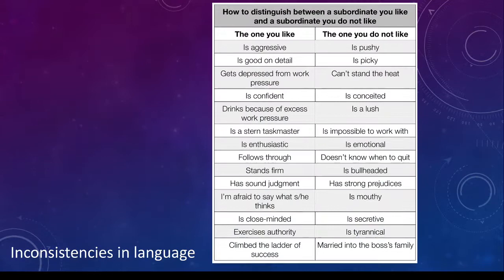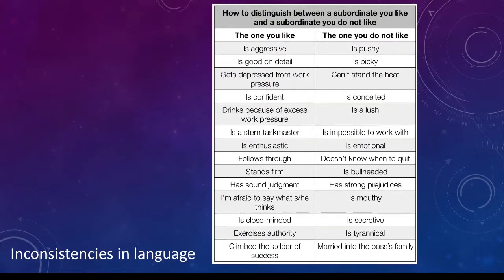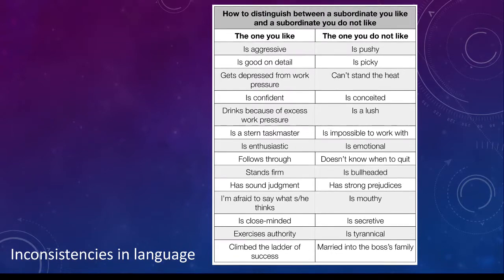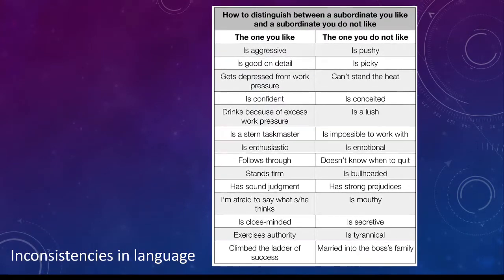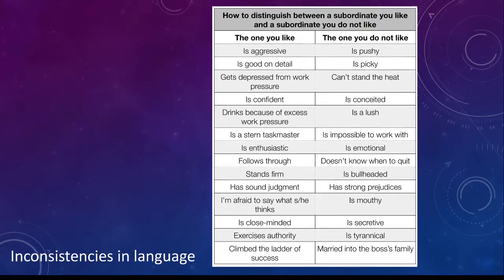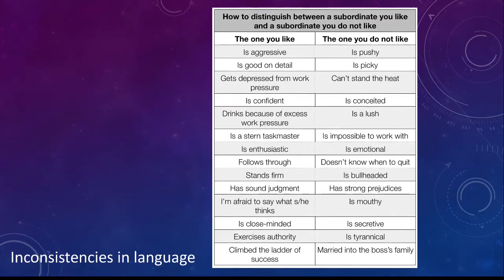This is a chart shown in the iBook of inconsistencies in language. These are some examples. Using different words of the same meaning in a good or bad way. A clear example is it would be better to hear if someone is good on detail than if someone is picky.